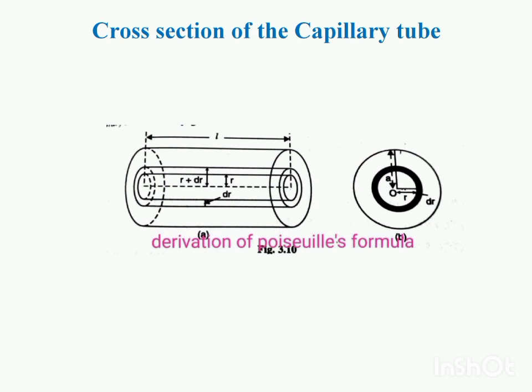The velocity of the liquid is a maximum along the axis and is zero at the walls of the tube. Assume that there is no radial flow. Consider a cylindrical shell of the liquid coaxial with the tube, of inner radius r and outer radius r plus dr. Let the velocity of the liquid on the inner surface of the shell be v and that on the outer surface be v minus dv. The dv by dr is the velocity gradient. The surface area of the shell A is equal to 2 pi r L.